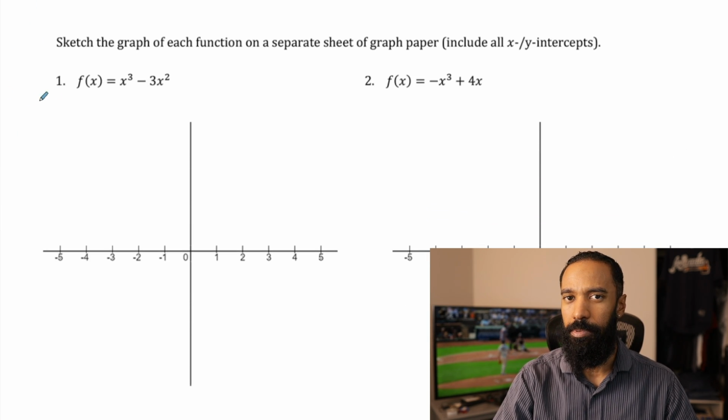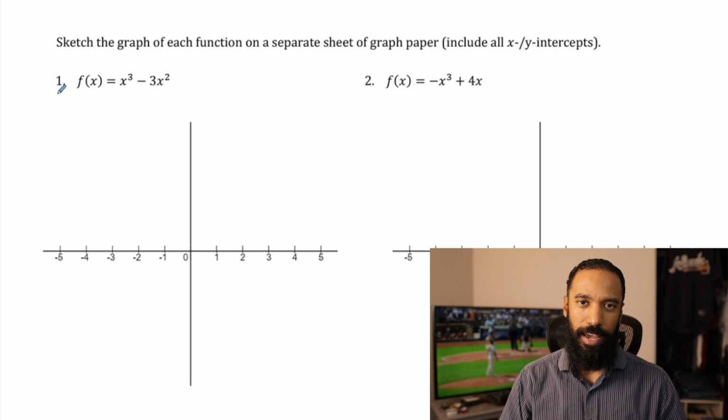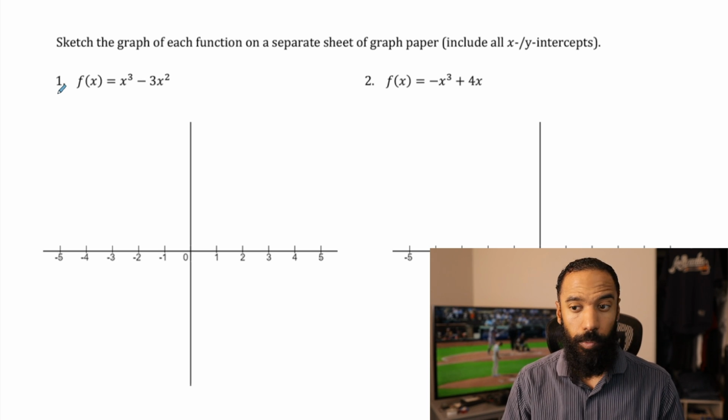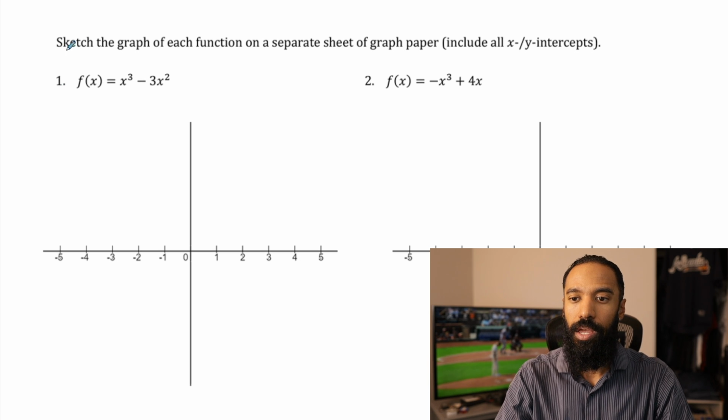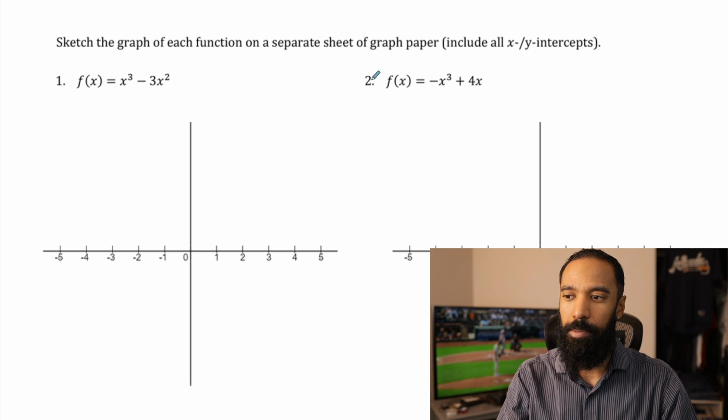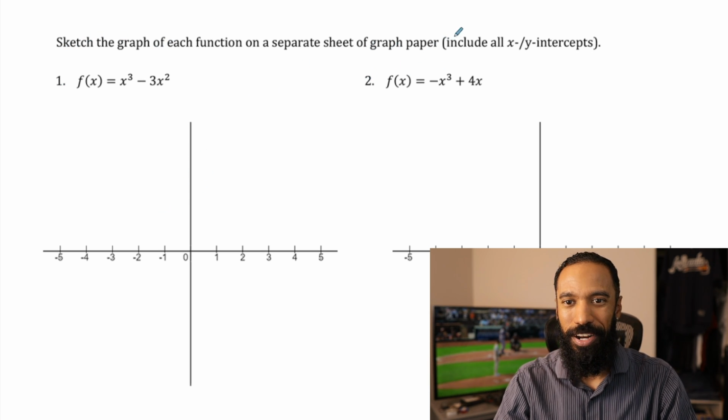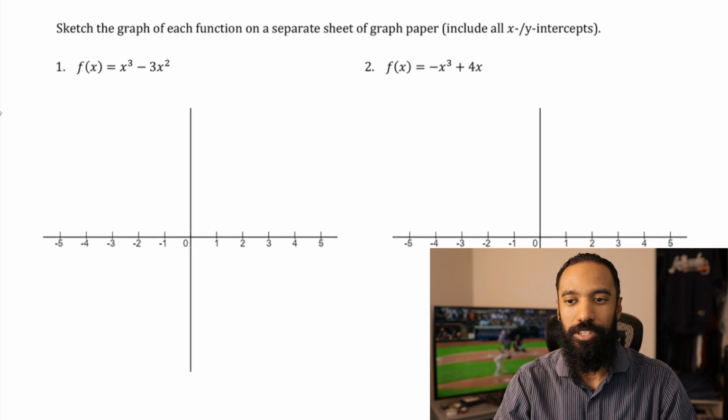I don't want to go too deep into the fifth power. There's a lot to factor in those stages there. We could, but not in this case here. Okay, sketch the graph of each function on a separate sheet of, well, this sheet of graph paper. Include all x and y intercepts right here. And that's basically the goal of this thing.